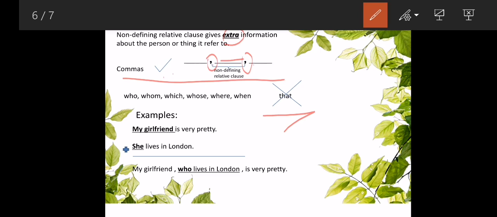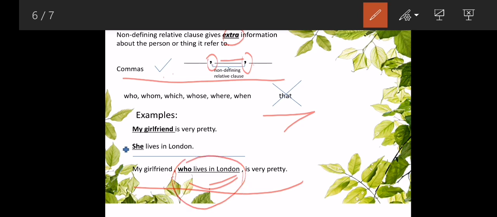Let's have an example. We have got again two sentences. My girlfriend is very pretty. The second sentence, she lives in London. Who is she? She is my girlfriend. And the last sentence: my girlfriend, who lives in London, is very pretty. Have you noticed? London is just extra information. I can take this part out of the sentence.